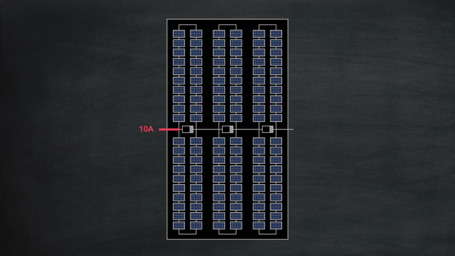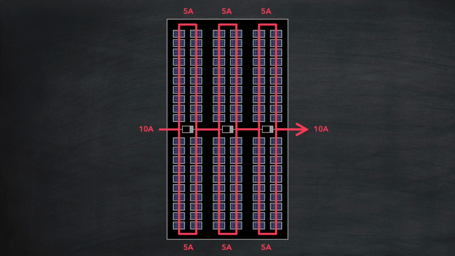Let's say we have 10 amps coming into the panel. This immediately splits into 5 amps travelling upwards into the first substring and 5 amps travelling downwards into another substring. These currents combine again after the first bypass diode, and the current splitting repeats for the next 2 and the final 2 substrings. We compute the total power output then as follows.